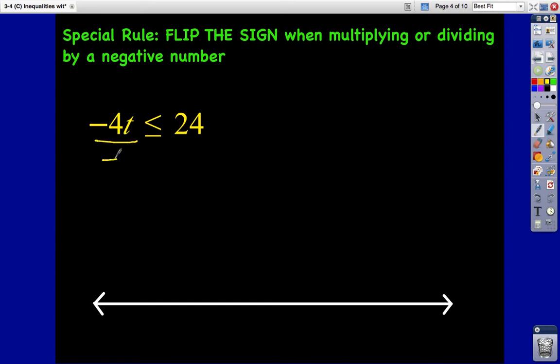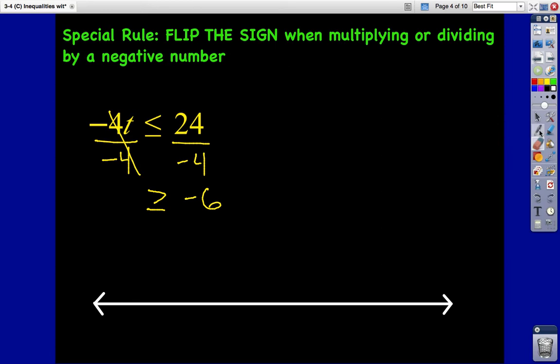So in this case, we have to divide by negative 4 to get rid of the negative 4. And these cancel out to 1, so that just leaves us with t. But I'm going to flip the sign the other direction. T is now greater than or equal to negative 6, because 24 divided by negative 4 is negative 6, of course. And that looks like a positive sign.